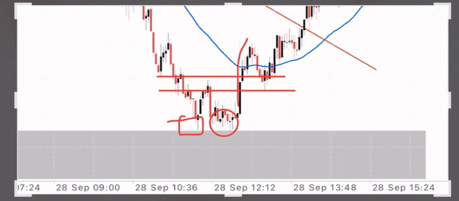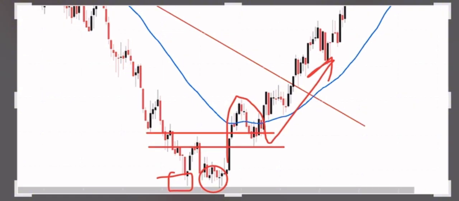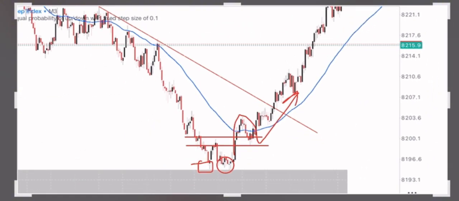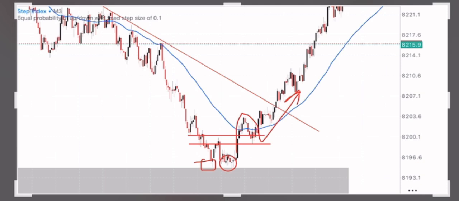Wait for a breakout, which we got right here. This is the breakout. Then wait for price to come back and retest it. When price comes back and retests it, then that's when you now buy. You can see, and that's exactly what we got here, right here. And you can see the result.